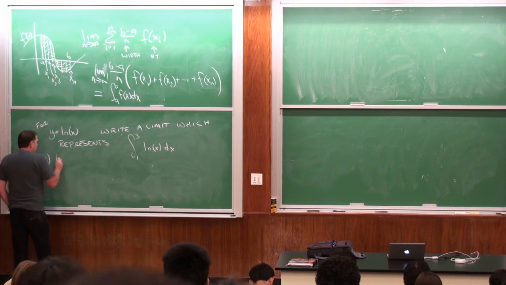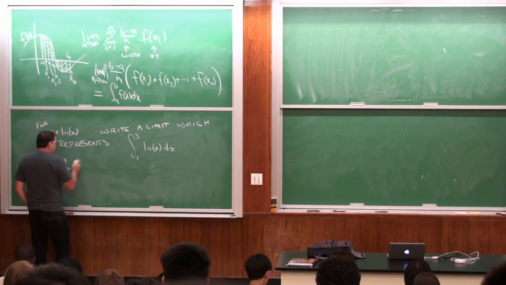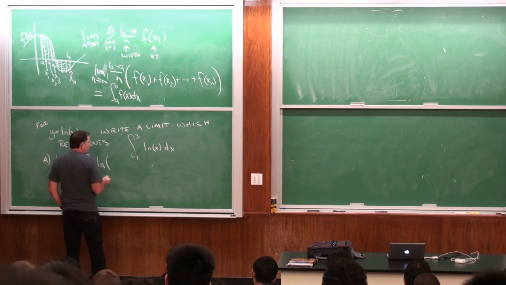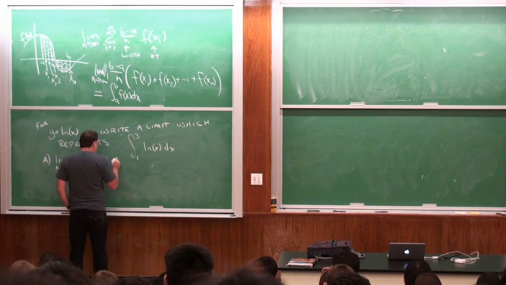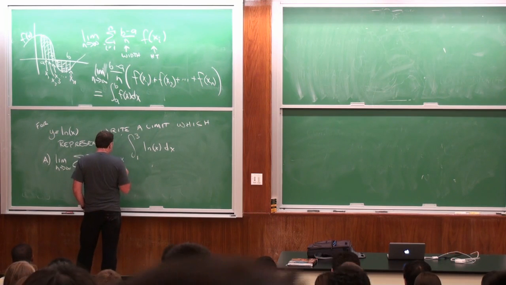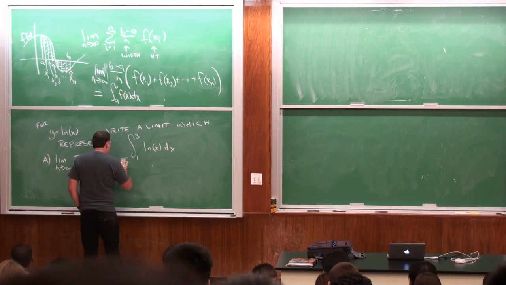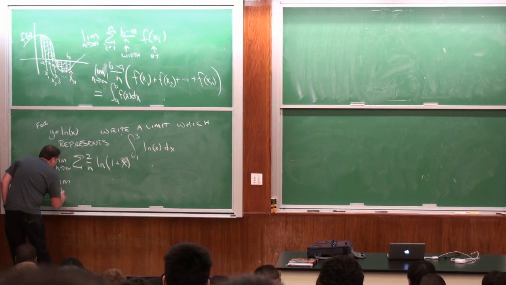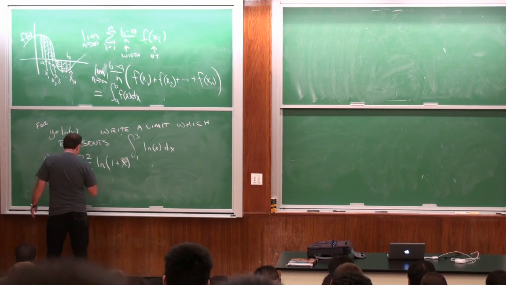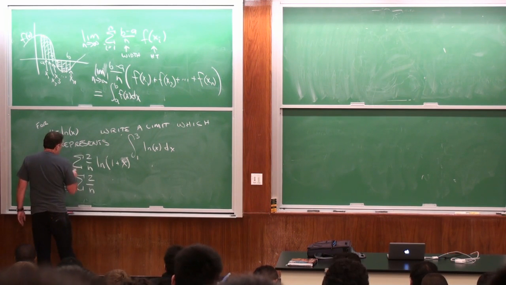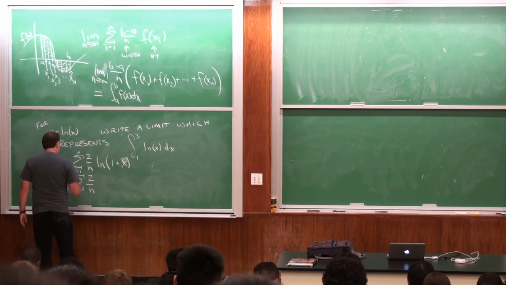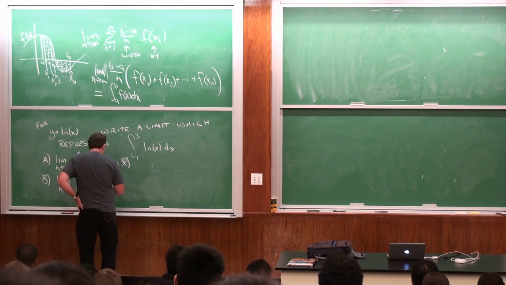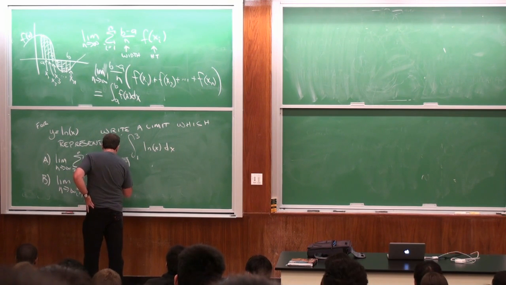So let's say the limit as n goes to infinity of the sum of 2 over n natural log of 1 plus 2i over n. Or, the limit as n goes to infinity of the sum from 2 over n of natural log of i over n.